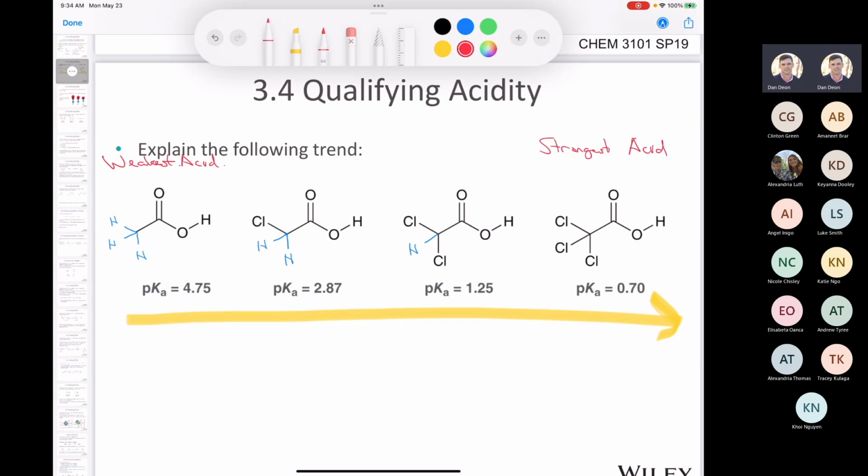acid. Could anybody unmute their mic and explain to everybody why the acidity increases as we add more and more chlorines? Would it just be because the more chlorines there are, the more pull there is? Absolutely. That's a perfect way of explaining it. Excellent. I completely understand what you're saying.